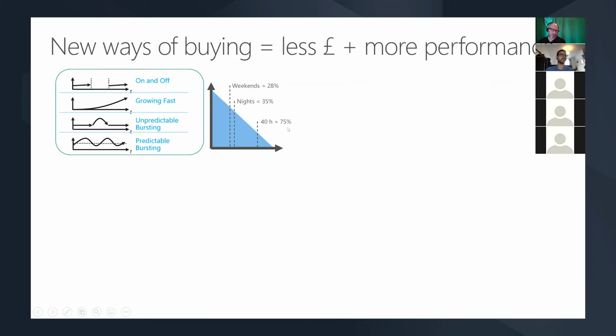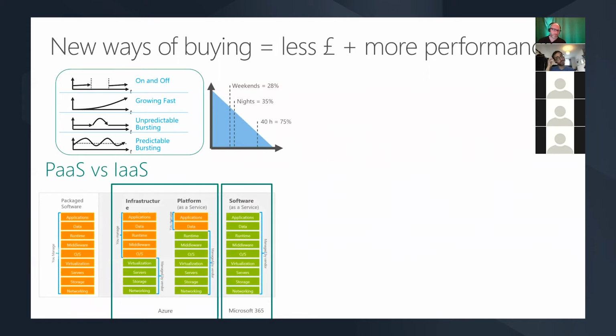So 40 hours, just running on 40 hours, because it's only 75% of the time, so you're only paying 25% of the cost if you go down a route of choosing services that you have the ability to turn off and on. We've talked about PaaS and IaaS already. It's just an illustration of that.